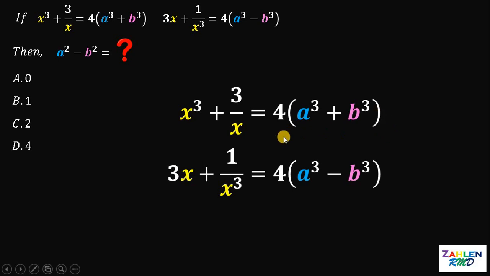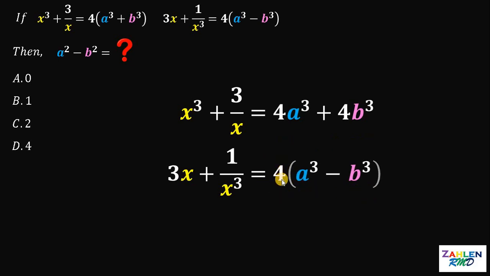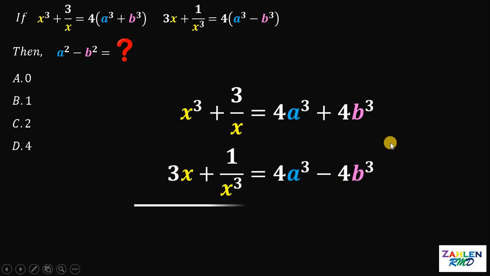Now, let's first simplify 4 times the quantity a cubed plus b cubed. Let's distribute this 4. If we do that, we get 4a cubed plus 4b cubed. Also, on the other equation, let's distribute this 4. So this becomes 4a cubed minus 4b cubed. Now notice that we have positive 4b cubed and negative 4b cubed. Now this tells us that if we add these two equations, this 4b cubed cancels out. Now let's add these two equations.